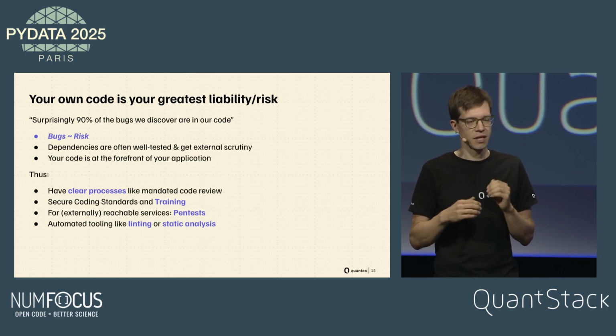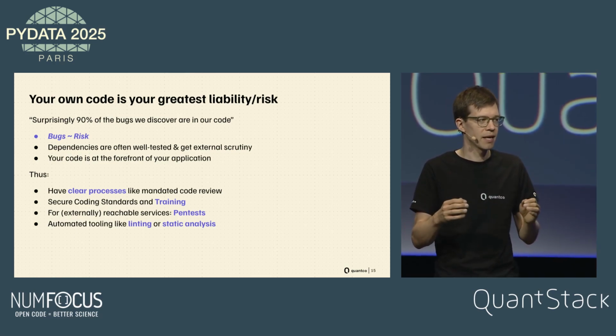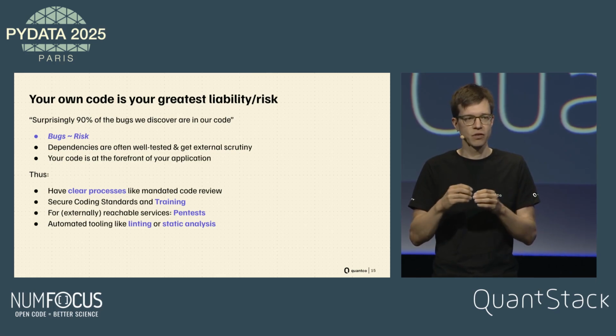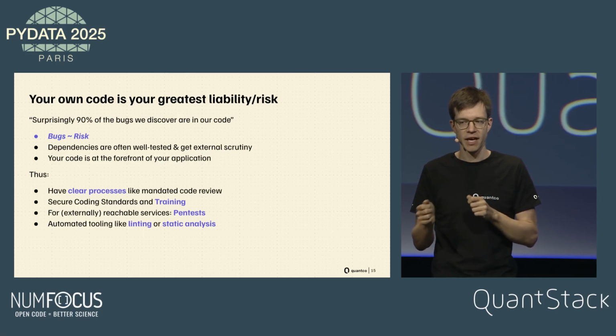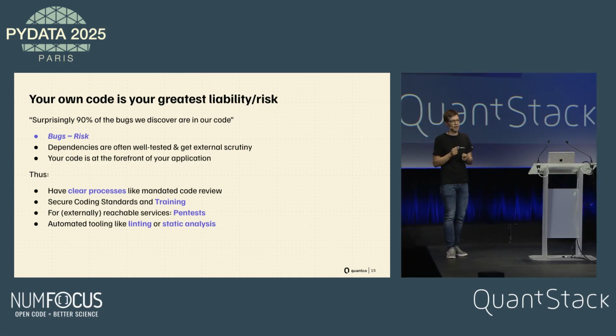But your code is at the forefront of your application or your pipeline, and then you're typically not just using the main use case of your code, but it will trigger a lot of edge cases, and then it can go wrong. And for that, just do things that help you ensure that these things are minimized in a simple way.